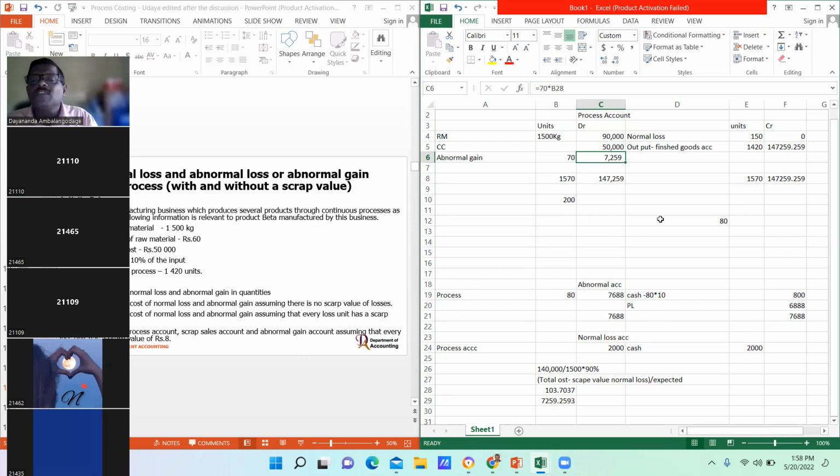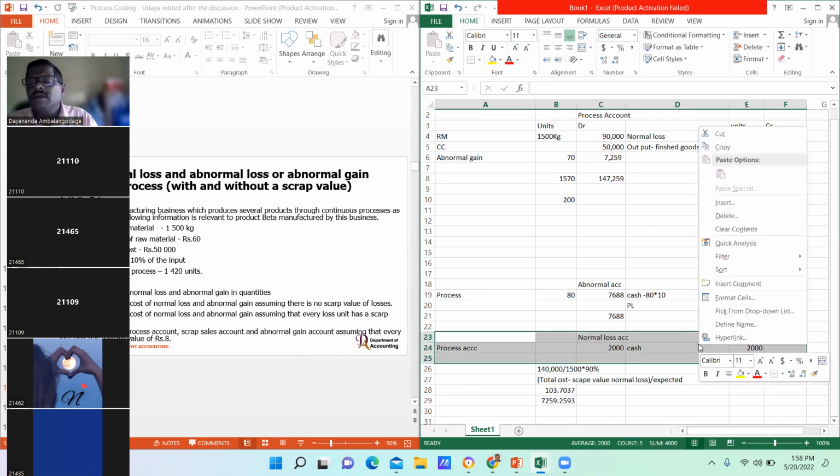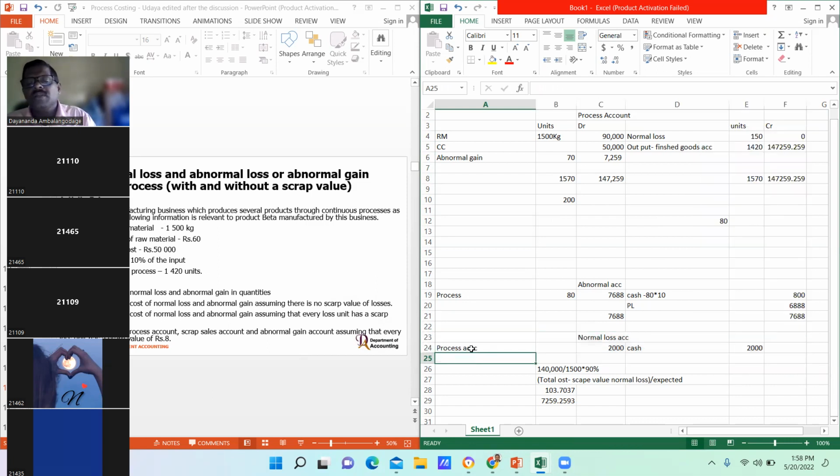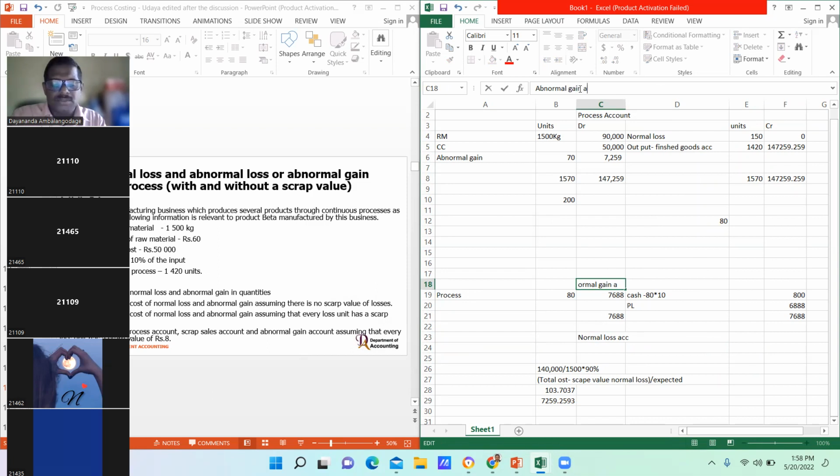Then, of course, for this question, we can prepare the abnormal account. Normal loss, we don't get the normal loss account, right? We won't get any normal loss for this question. You have to remember, I am deleting that data. But you can prepare the abnormal account. Instead of an abnormal loss account, you will have an abnormal gain account.